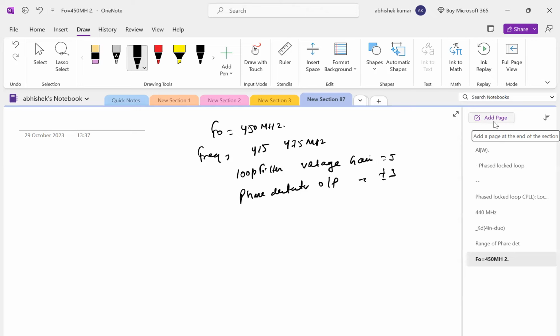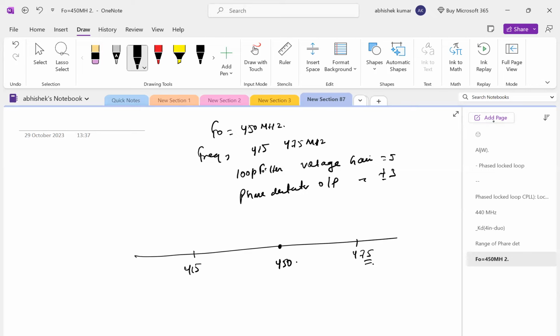Basically you have to find, we have the frequency range from 415 to 475. Now the voltage from the phase detector times K, lock range can be limited by either the minimum or maximum voltages from the detector. The minimum voltage is 5 times the K naught. F naught is 450. This is for 415 to this one.